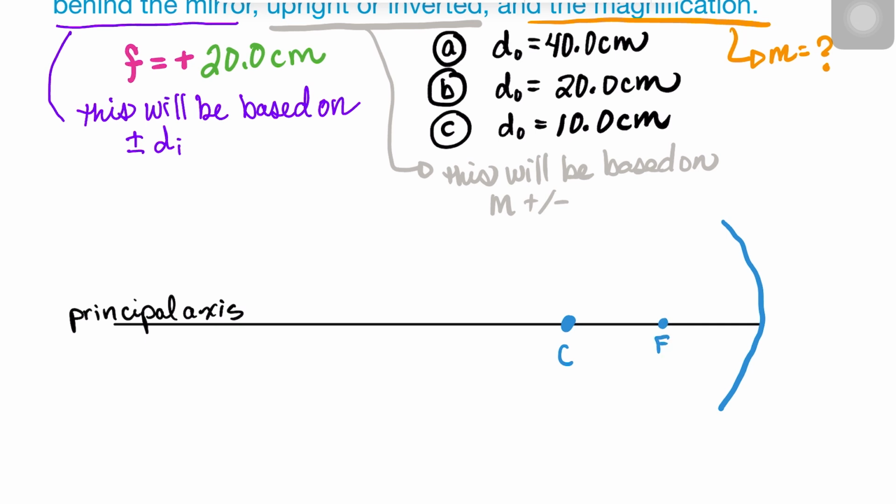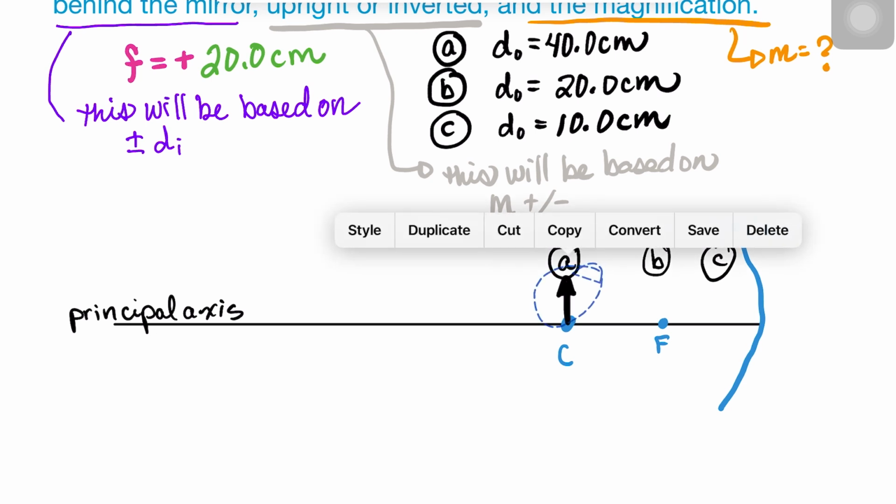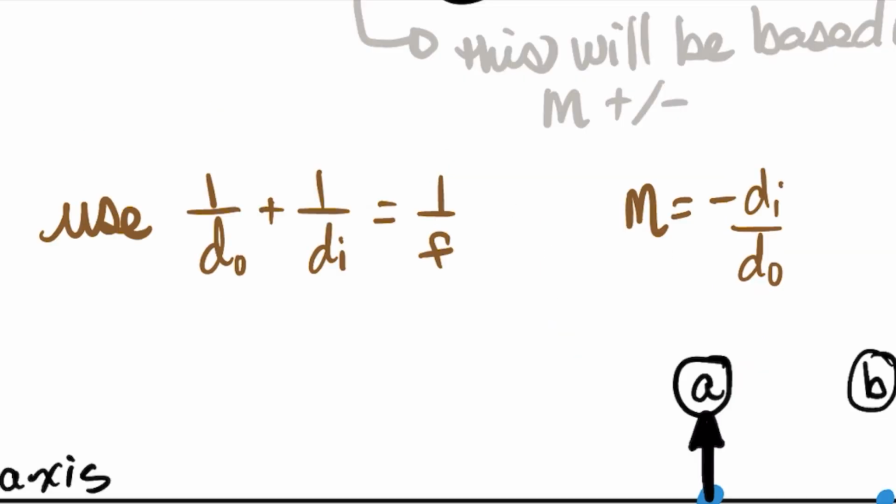And that is how I can identify that part A has our object directly at the center of curvature, and part B is my object at the focal point, and then part C, my object is closer to the mirror than the focal point. So for this problem, I'm going to put my object at the three different locations that I've shown here, but I'm starting with it at part A, right at the center of curvature. These are the two equations that I will be using to solve this problem.